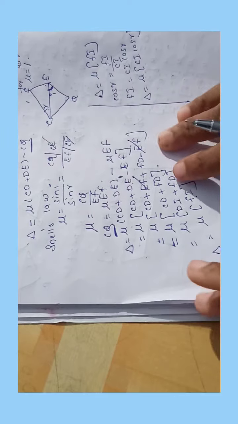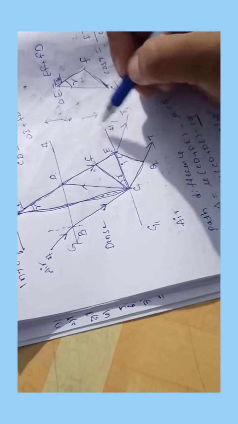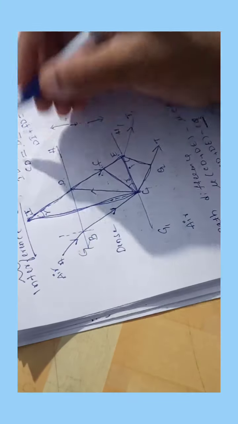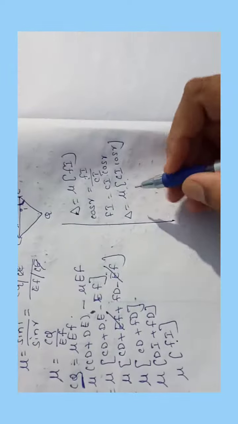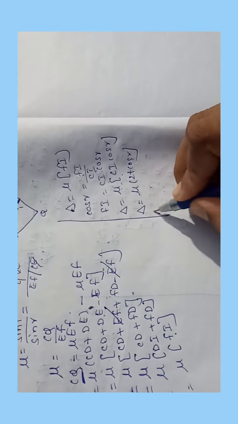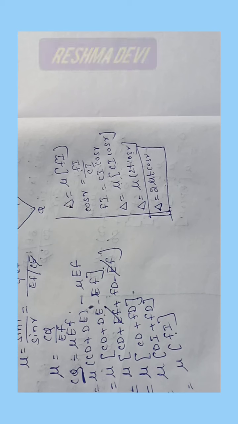Now we want the value of CI. The thickness of the film we said is T. Now we prolonged this only up to I, so this distance will also be equal to T. So CI is T plus T, which becomes 2T. Delta is equal to 2 mu T cos R. We call it the cosine law for interference due to transmitted light.